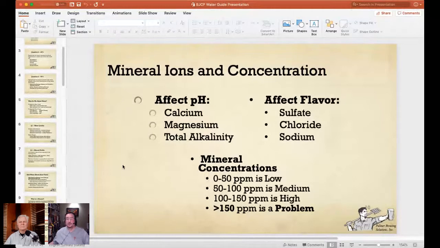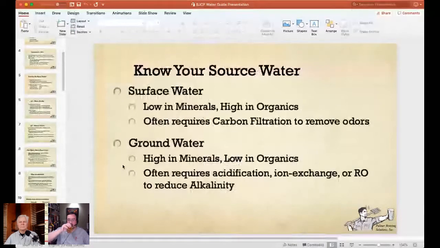Okay, so going back to source water. Surface water is low in minerals and high in organics. We often use carbon filtration to remove these organic odors and flavors. Sometimes the odor is pond-like, and other times it's swimming pool-like, depending on what those organic odors are.